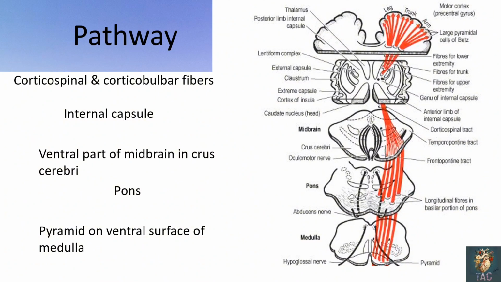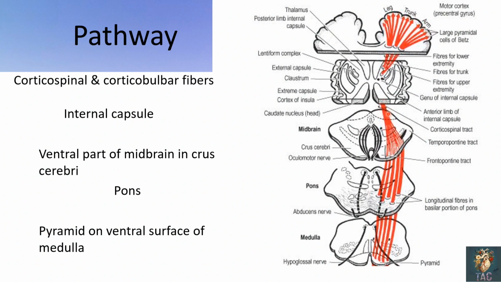Basically the pathway starts from the corticospinal and corticobulbar fibers. Here you can see the different fibers, the areas of the cortex representing the leg, the trunk and the arm. These fibers come down, forming the corona radiata, then pass through the internal capsule, basically the posterior limb and the genu of the internal capsule.